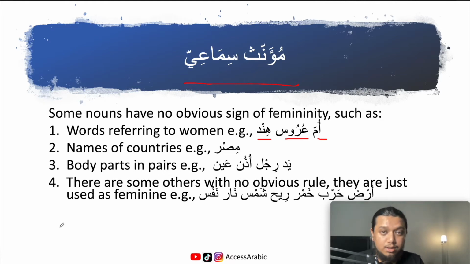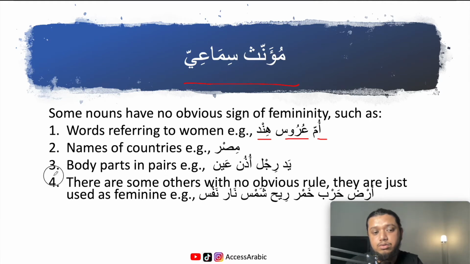Also, number 3, body parts that are in pairs are feminine. In the examples below, we have yad. Yad means hand. Hands come in pairs, therefore it is a feminine word. Rijl means leg. Legs come in pairs. Udhun means ear. Ears come in pairs. Ayn means eye. Eyes come in pairs. Generally, therefore, body parts in pairs in Arabic are feminine.